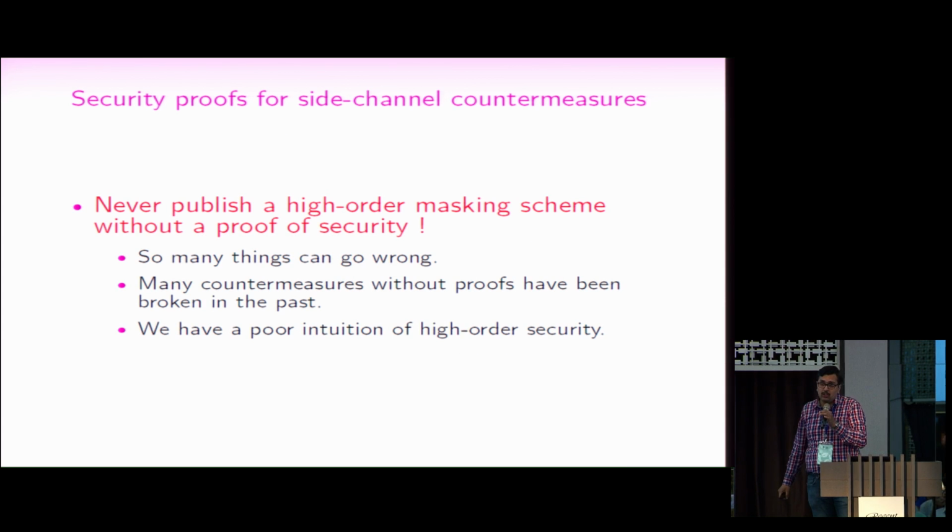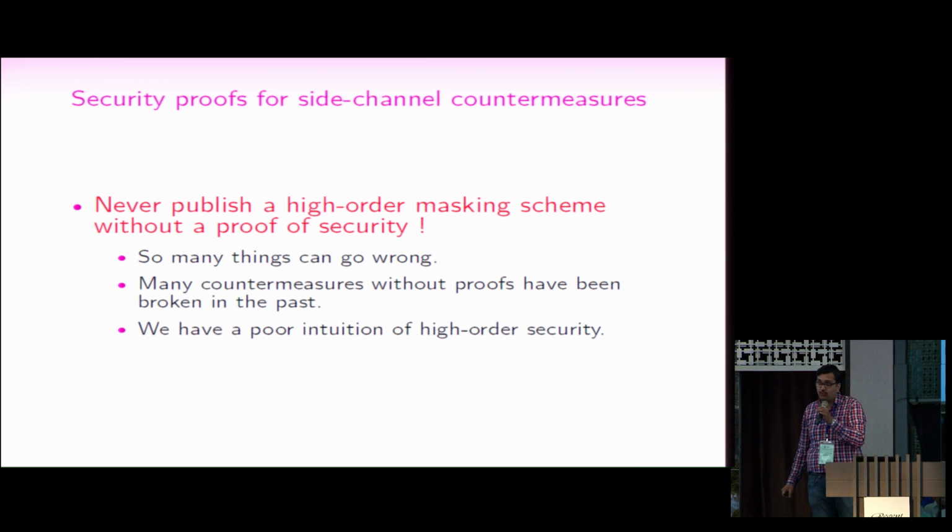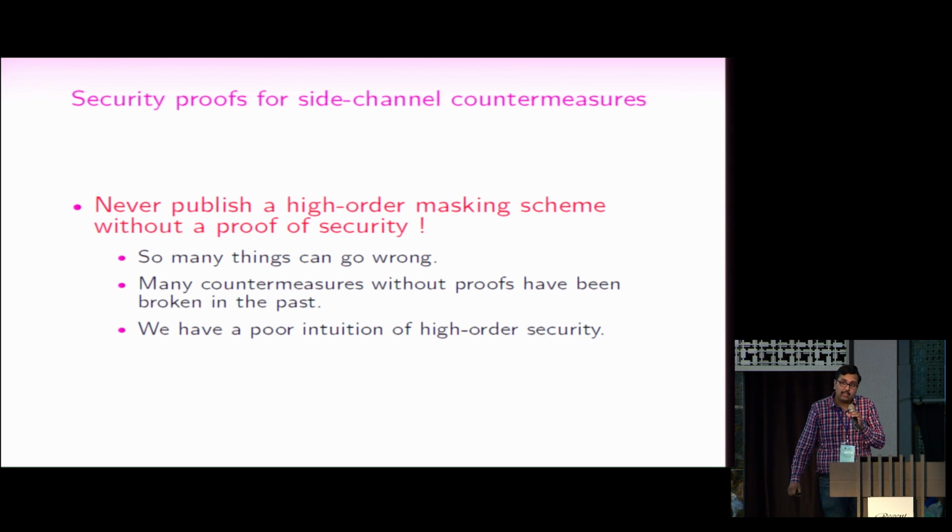A piece of advice from the author is to never publish a higher order masking scheme without a proof of security. At higher orders, things can go wrong in many ways, so it is hard to get it right. And we have already seen many countermeasures in the past without proofs being broken. It looks like at higher orders we still have only a poor intuition about the security.